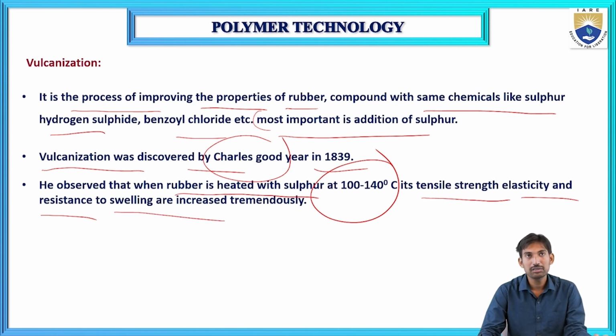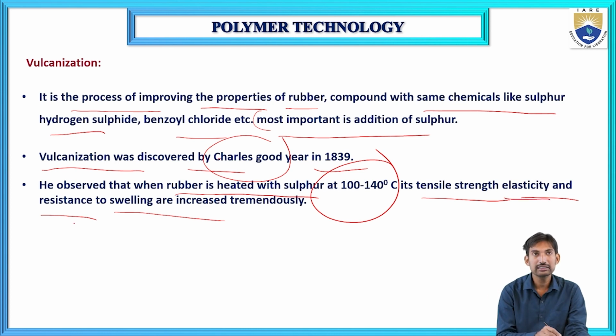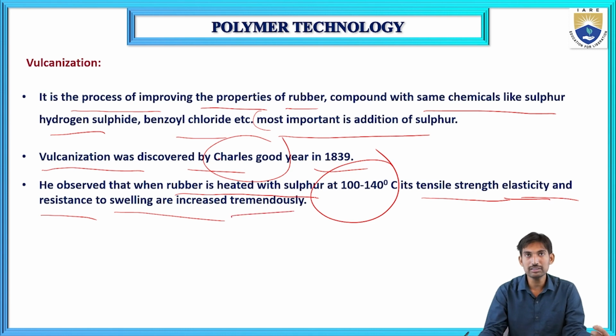When natural rubber is heated with sulfur at 100 to 140 degrees centigrade, what did he observe? The elasticity of the rubber, its resistance and its resistance to swelling increased tremendously compared with the starting rubber. These properties are increased by the addition of sulfur. Goodyear observed that the strength of the rubber, like elasticity and resistance, will increase.